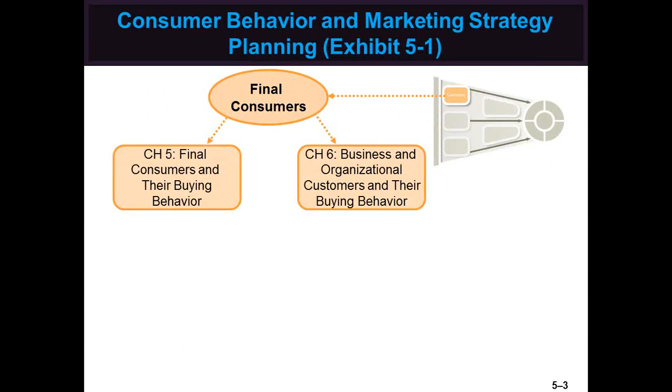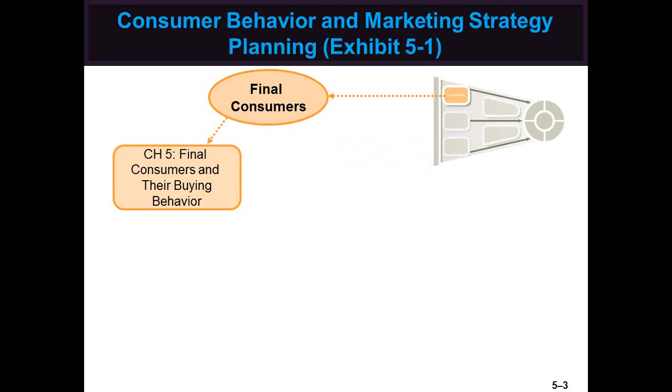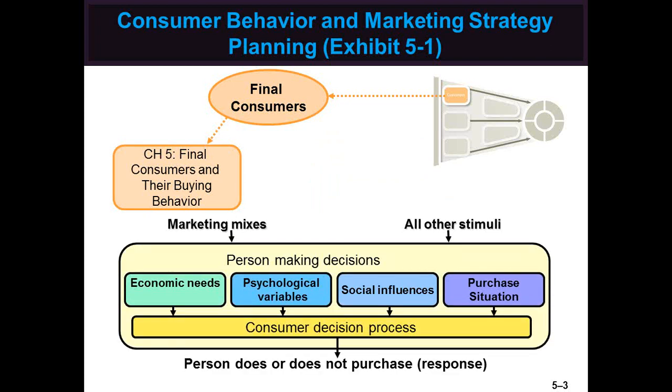We're going to look at three determinants of consumer behavior. We're going to see individual consumer factors, including economic needs, psychological variables, social influences, and the purchase situation. We're going to also look at external influences on consumer behavior like marketing mixes and other stimuli. And we're going to see problem-solving and decision-making processes consumers go through.